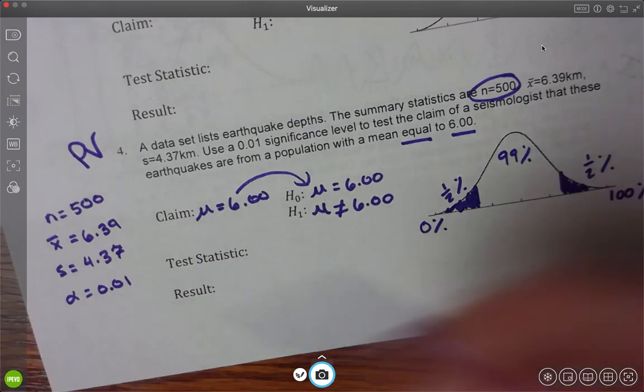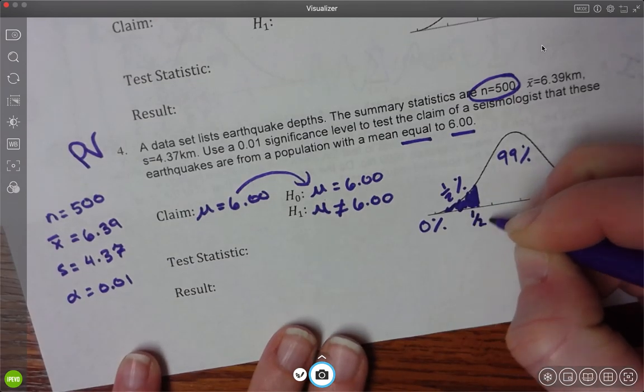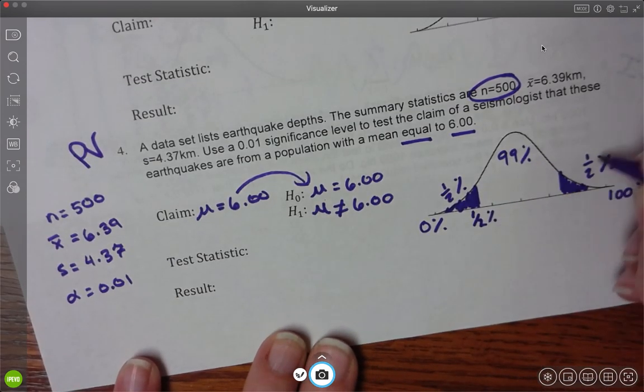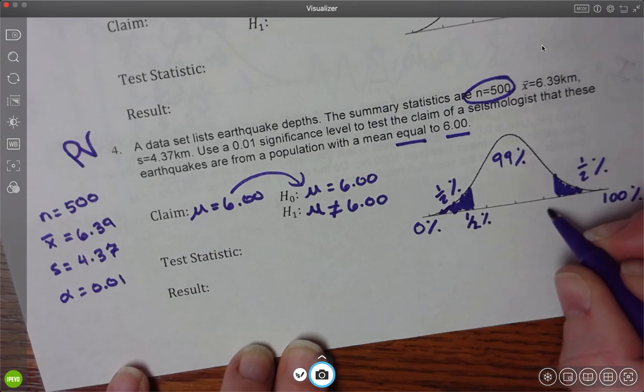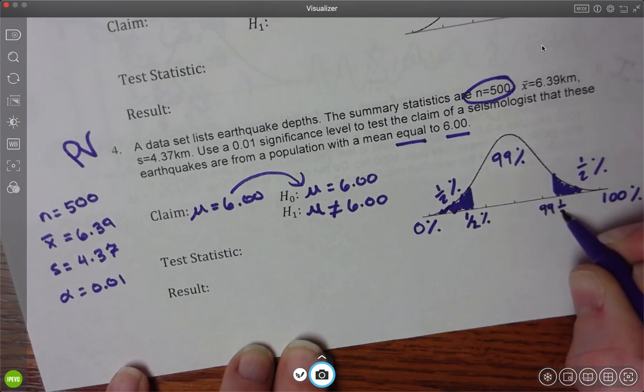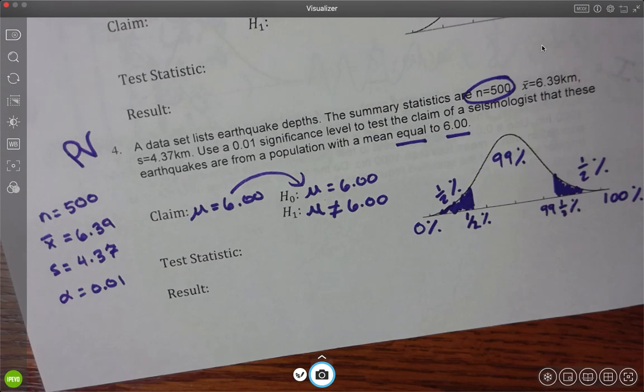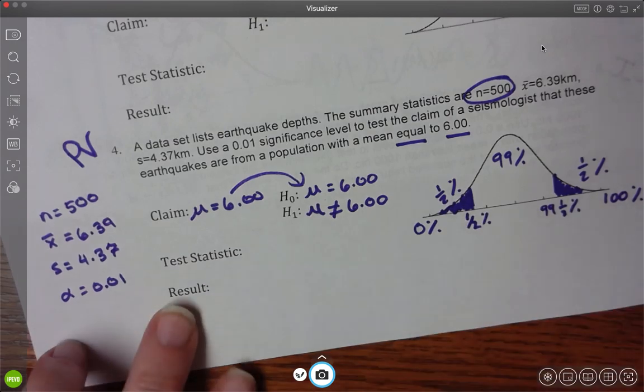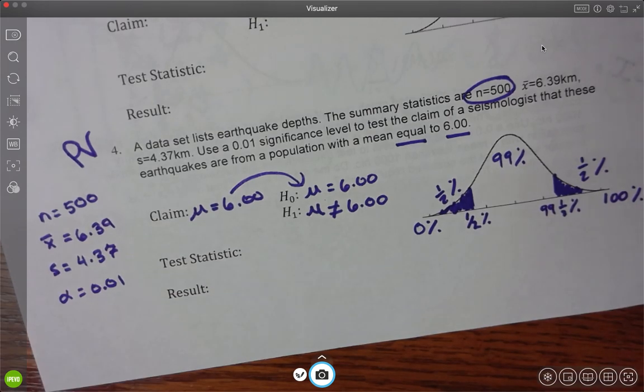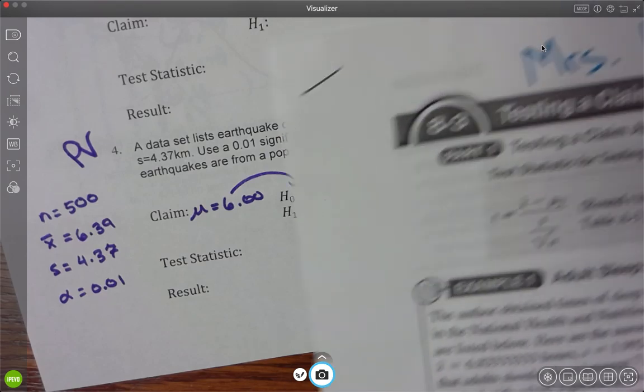I'm going to do 0.5% here, and if that's 0.5% there, this would be 99.5% is where that cutoff mark is. Okay, we've got to do our test statistic first since we're doing the p-value method. I'm getting ahead of myself. Test statistic. The formula for the test statistic is this guy.